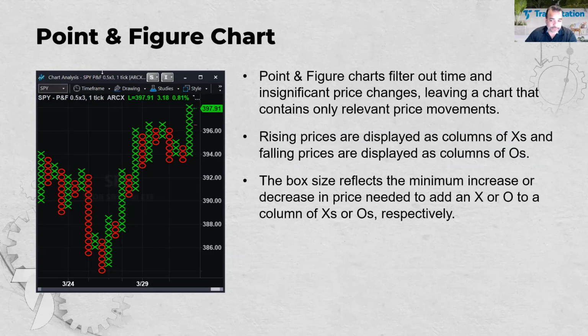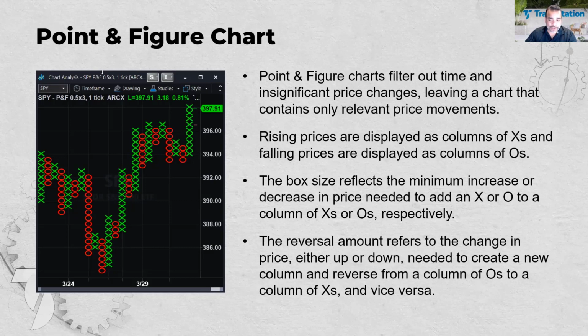The box size reflects the minimum increase or decrease in price needed to add an X or an O to a column of X's or O's, respectively. And the reversal amount refers to the change in price, either up or down, needed to create a new column and reverse from a column of O's to a column of X's and vice versa.